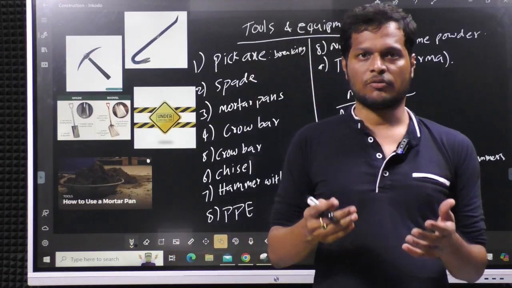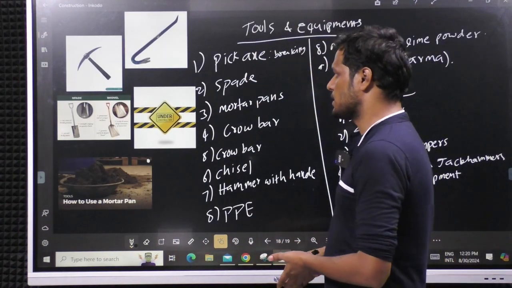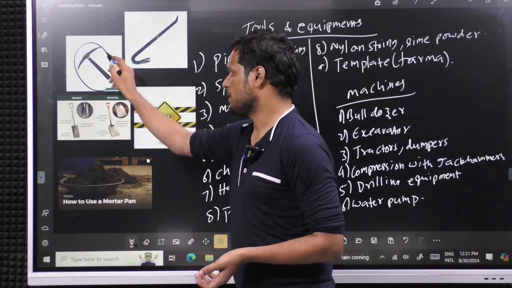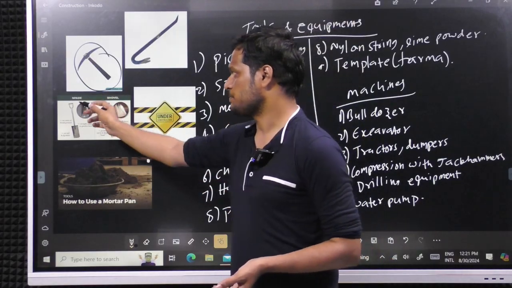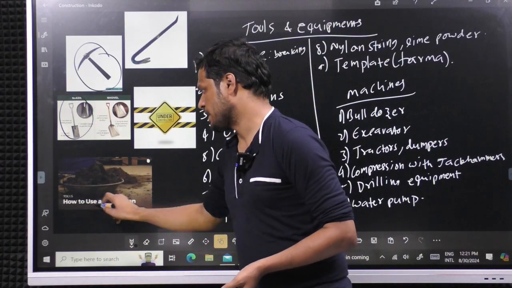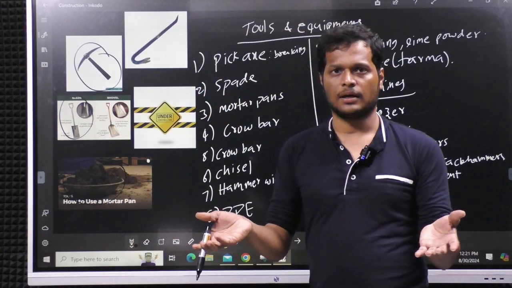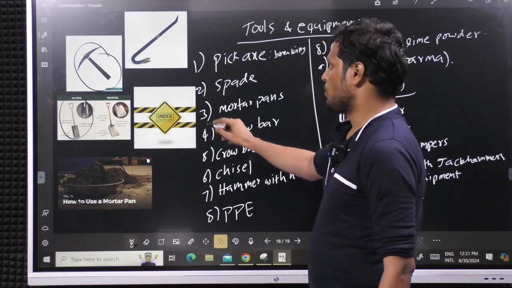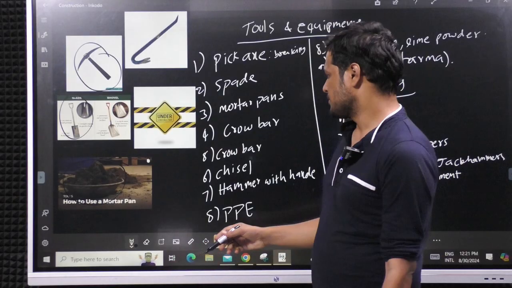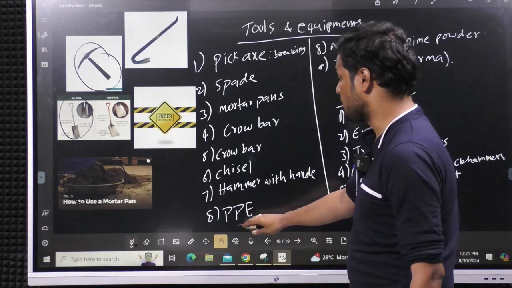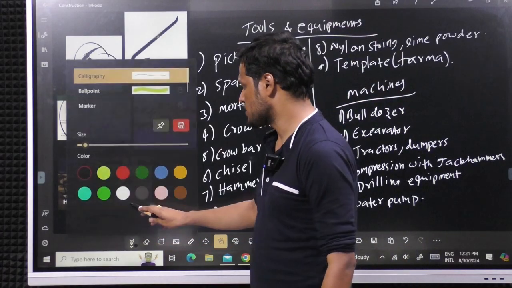Next, coming to the different tools and equipment that we use on the site. Pickaxe, generally for digging, this is called a pickaxe, and spade, for spading works we will be using. Mortar pans to carry earth or mortar, we will be using mortar pans. Crowbar, generally to remove nails. Chisel for chiseling work, hammer, and personal protection equipment, PPE. This is also very important.